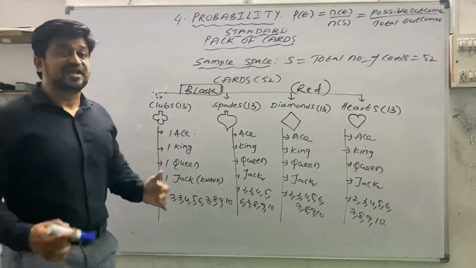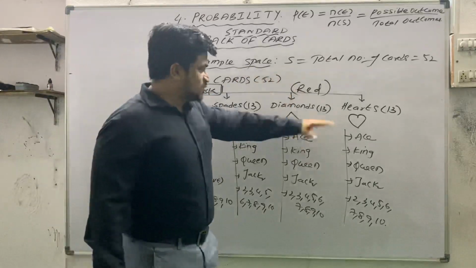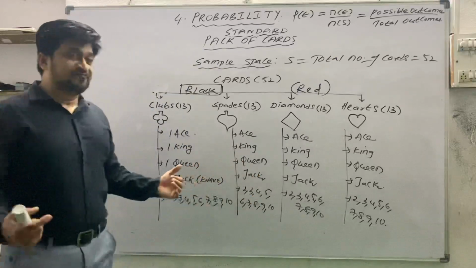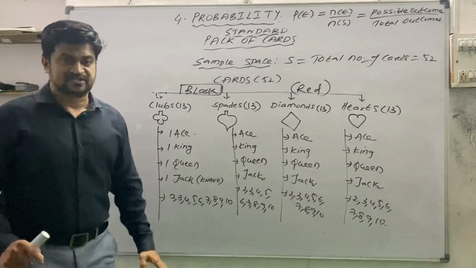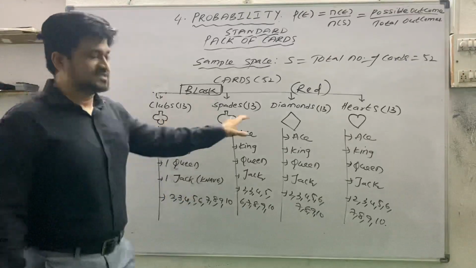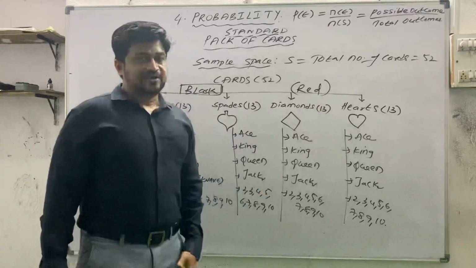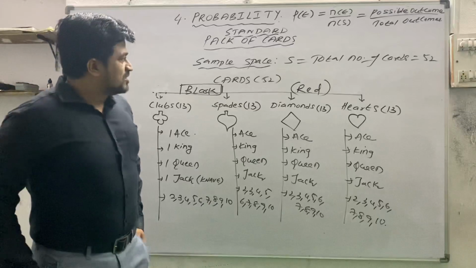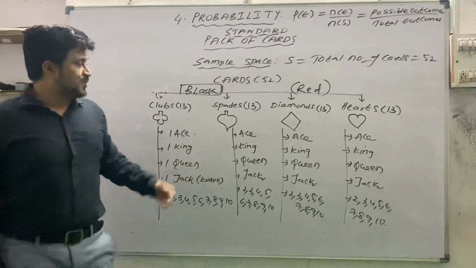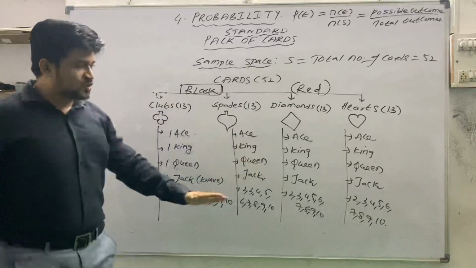If I ask you how many red face cards are there? Red cards are these 2 suits, 3 plus 3, 6 red face cards are there. How many black face cards are there? 6 black face cards. How many aces are there in the pack of cards? 4 aces are there. How many black aces are there? 2 black aces. How many red aces are there? 2 red aces. So if I ask you total cards, 52. If I ask how many black cards in total, 26 black cards. How many red cards in total? 26. So individually you should know how many cards are there.